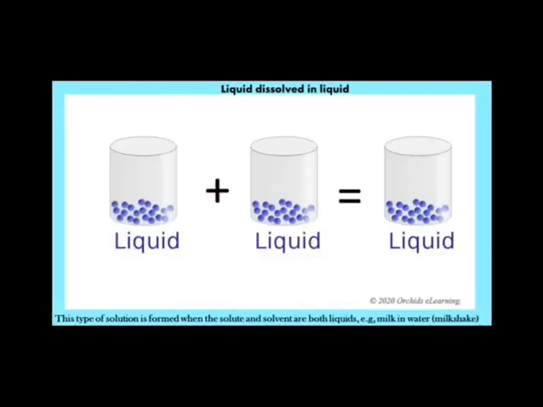We can also dissolve a liquid in a liquid and we get a liquid solution. This type of solution is formed when the solute and solvent are both liquids. For example, milk in water. If we try to mix milk in water, it completely mixes in water. That means they are miscible liquids. The liquids which dissolve in the solvent are known as miscible liquids, whereas those liquids which do not dissolve in water are known as immiscible liquids.